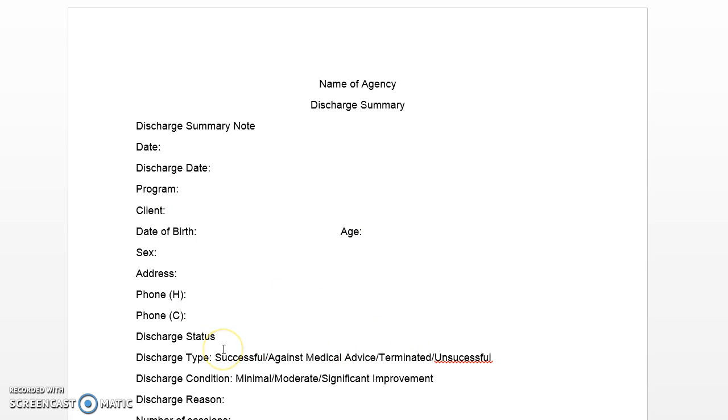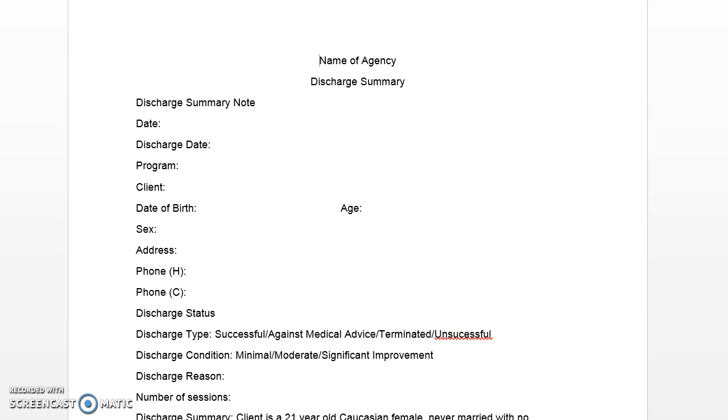The next section, discharge status, you will indicate what type of a discharge they had, whether it be successful, AMA, or terminated or unsuccessful. Their discharge condition, so whether they had minimal, moderate, or significant improvement. Why they were discharged, so it may be that they completed treatment. It may mean, because of lack of funding or for a variety of reasons, which you will choose. And then how many sessions with you that they completed.